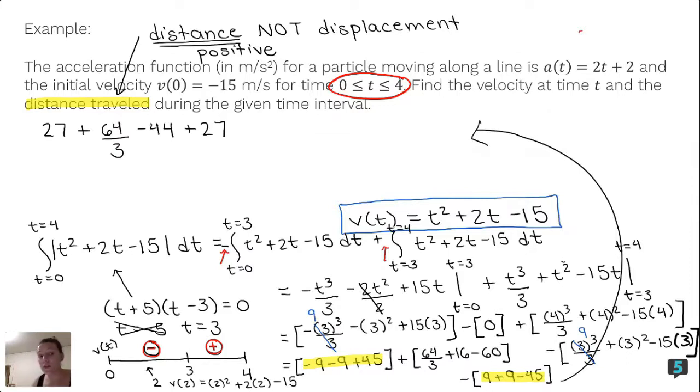Now, don't be afraid of doing this out by hand. If you've got a calculator in this section, though, you certainly could use it. Let's see what this gives us at this point. We would end up with 27 plus 27 minus 44 would give me a 10 plus 64 over 3. So we're really looking at 30 over 3 plus 64 over 3, which would give me a 94 over 3. And remember, this is distance. So my distance traveled would be in meters.